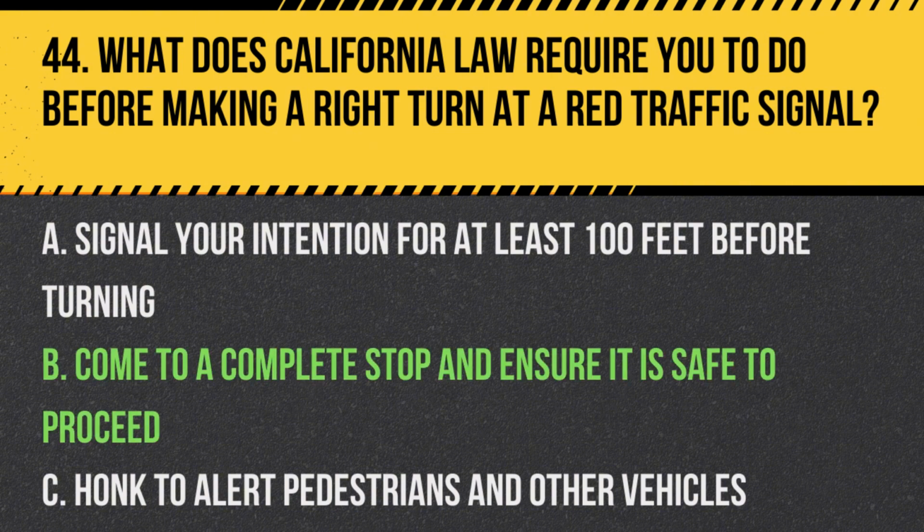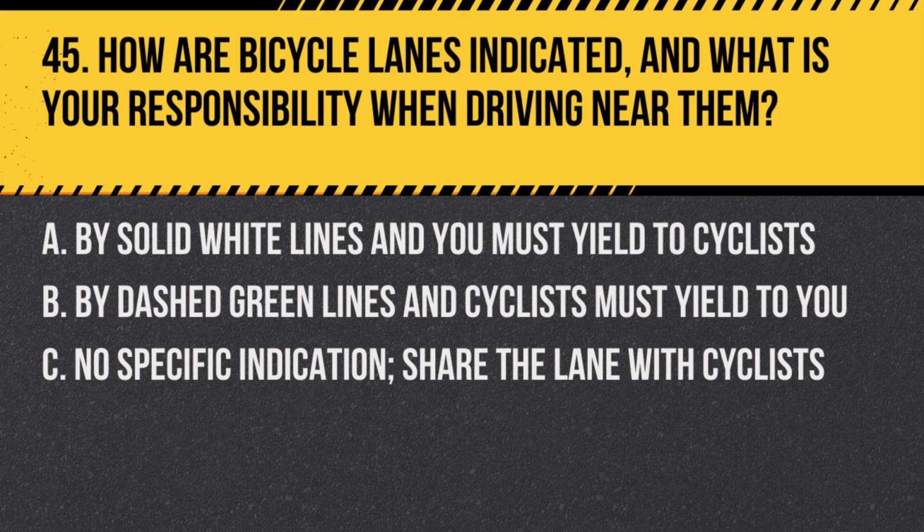Answer. B. Come to a complete stop and ensure it is safe to proceed. Always stop fully and check for oncoming traffic and pedestrians before turning on red. Question 45. How are bicycle lanes indicated, and what is your responsibility when driving near them?